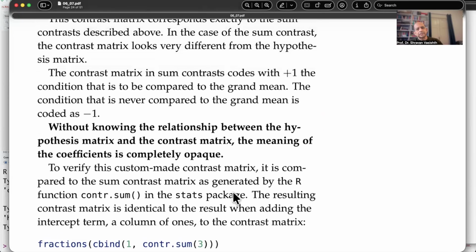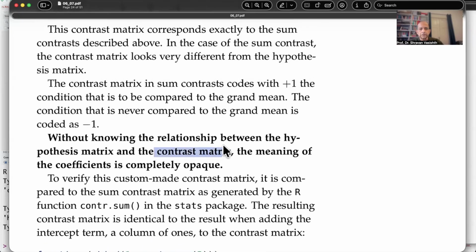So the interesting thing is that if you know what the contrast matrix is, you can figure out what the hypothesis matrix is by inverting it. You invert the contrast matrix, you get back the hypothesis matrix, and that tells you what the weights are. And those weights tell you what the comparisons are that you're doing. So this relationship is not necessarily obvious. In some cases it is obvious, but not in every case. That's why it's so important to understand the relationship between the hypothesis matrix and the contrast matrix.